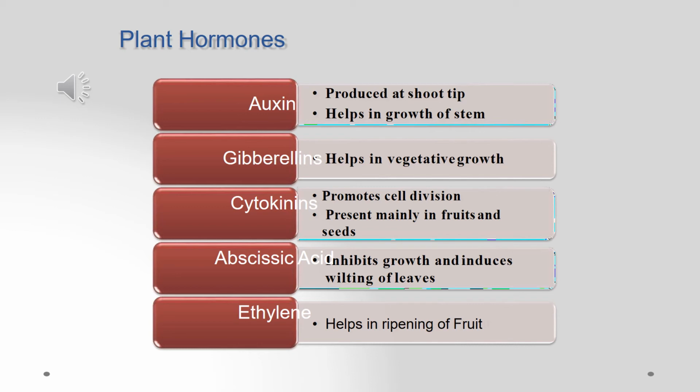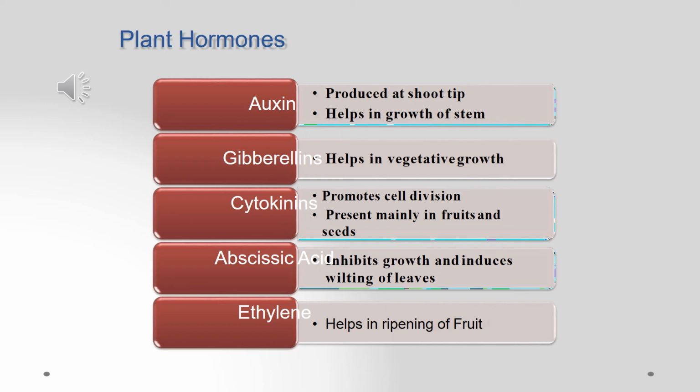Then we have growth inhibitors, abscisic acid or ABA, and then ethylene. Now, these are the natural hormones which are released by the plants. There are artificial hormones available in the market, in the form of injections it is given to the plant. If I talk about abscisic acid, it inhibits growth and induces wilting of leaves. It causes senescence, aging in the plant. It's going to stop the growth of the plant, right?